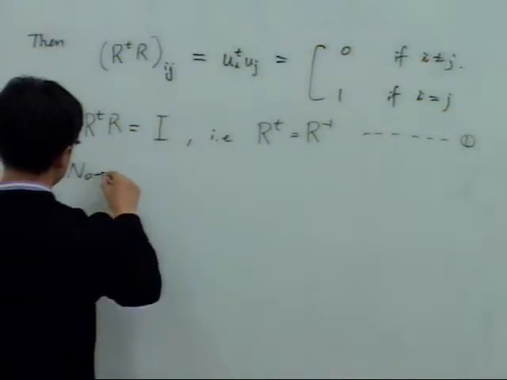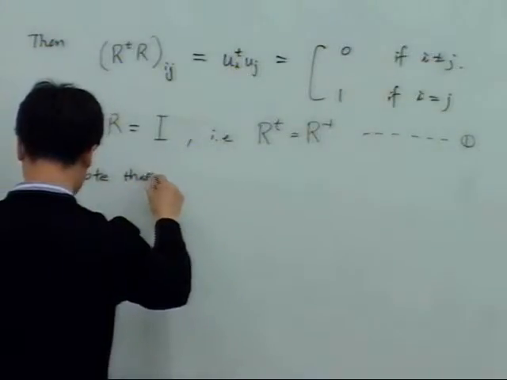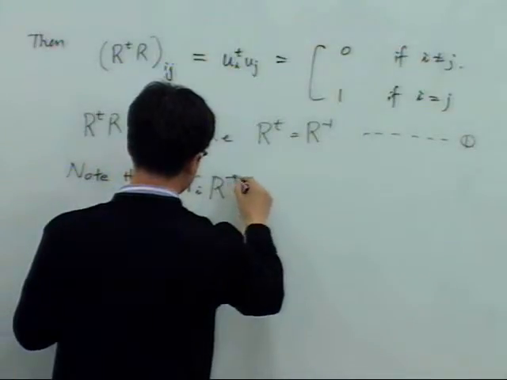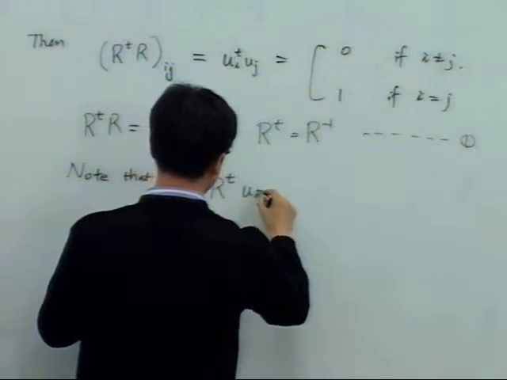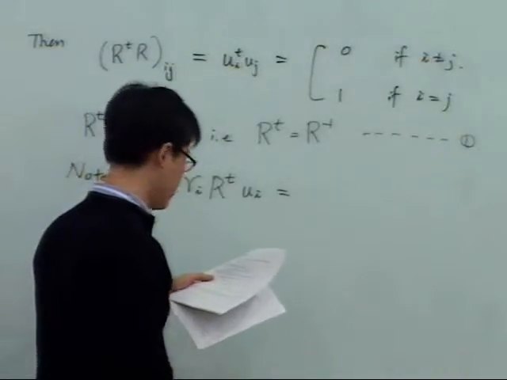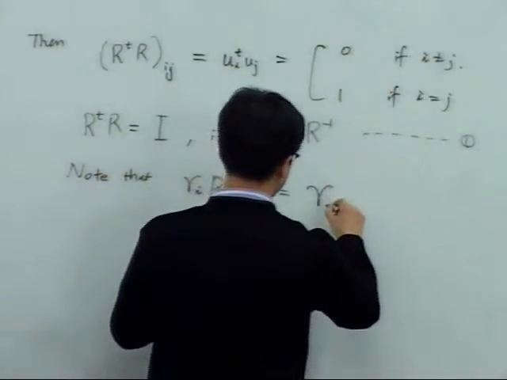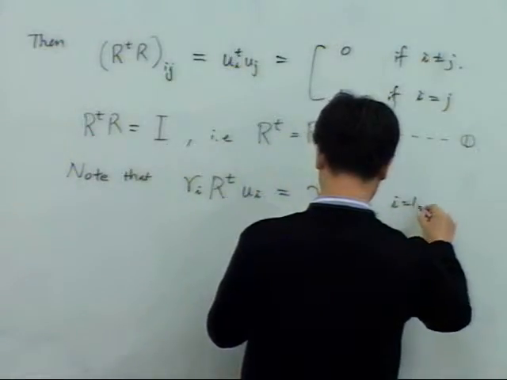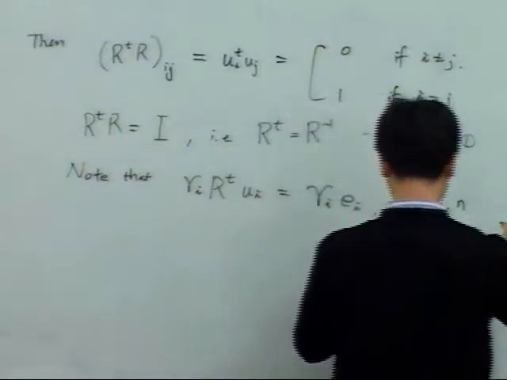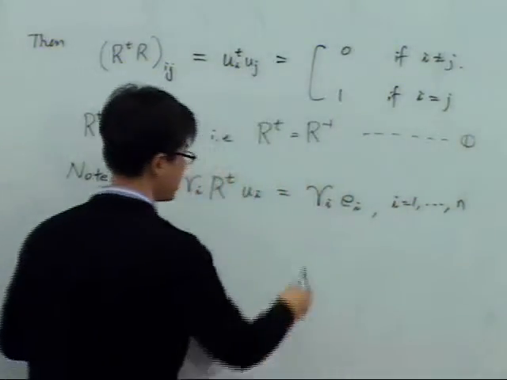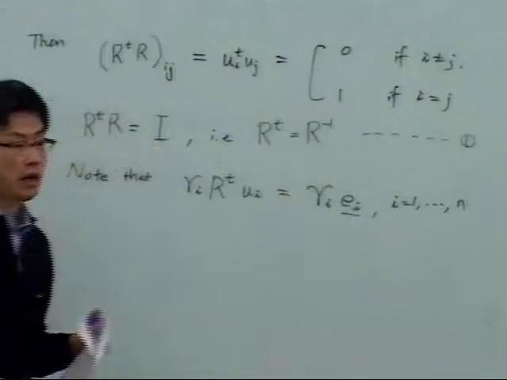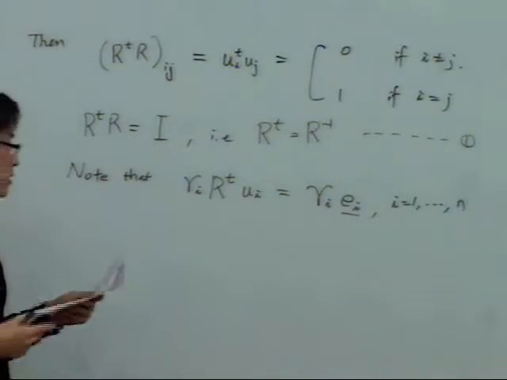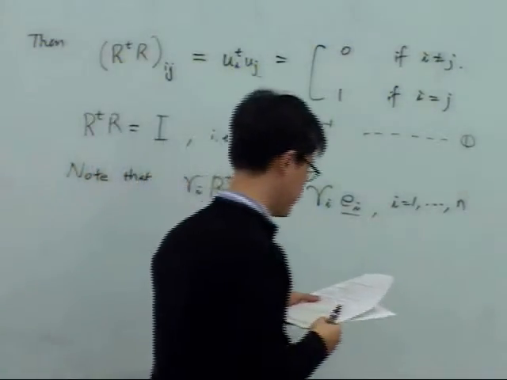And also we have to note that this lambda_i times R transpose u_i is lambda_i e_i, where i is 1 to n. This e_i means the unit vector in the i direction, in n dimensions. Okay?